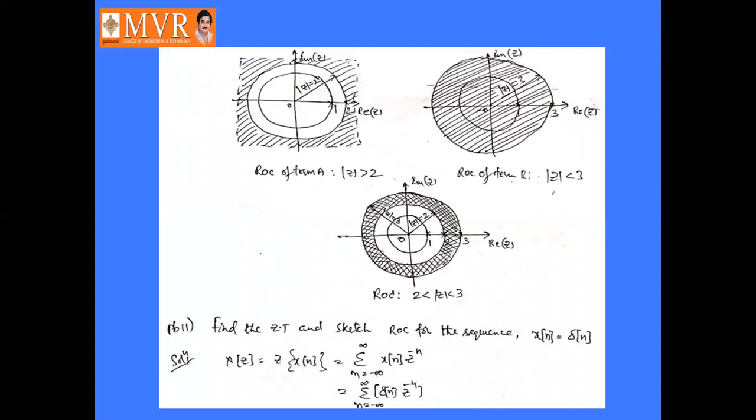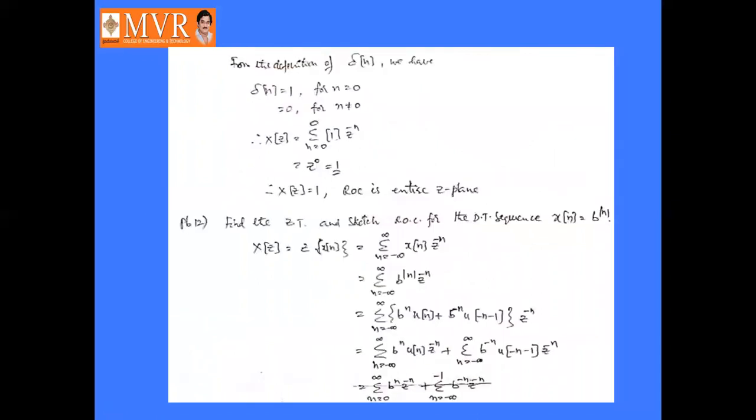At n equal to 0 only, it will exist. So sigma n equal minus infinity to infinity delta n into z power minus n exists only at n equal to 0. So delta n value is 1 for n equal to 0, and it is 0 for n not equal to 0. So x of z will become 1 into z power minus n, and n value is 0, so z power 0 is 1. So x of z is also 1. ROC is entire z plane.